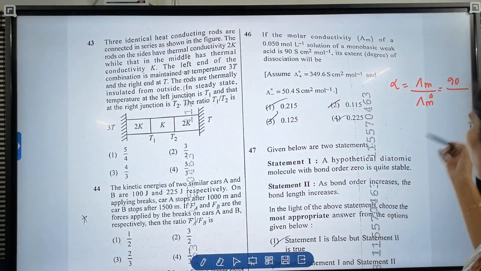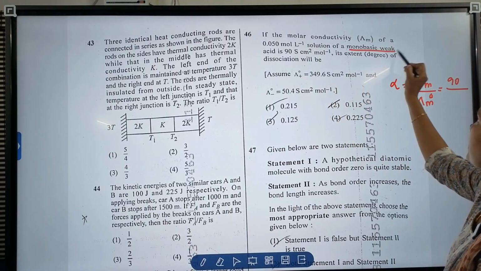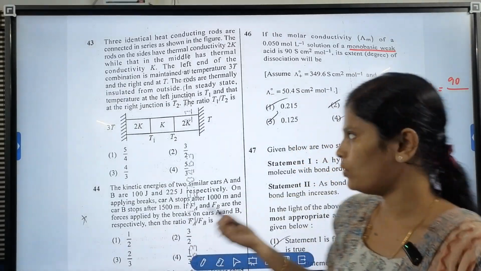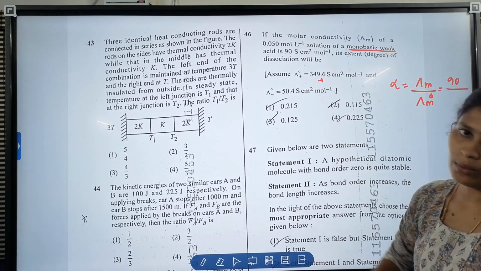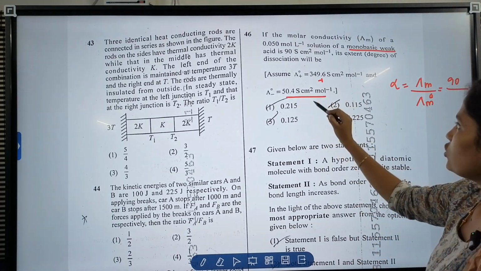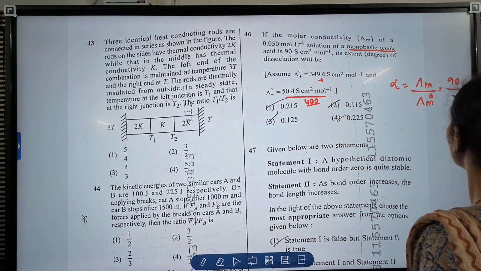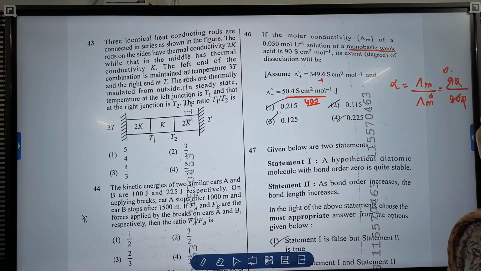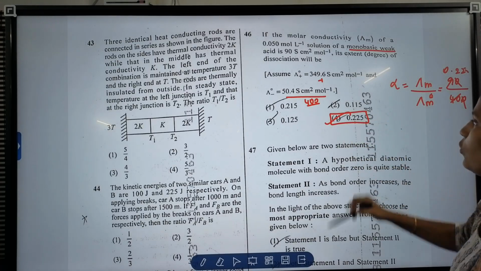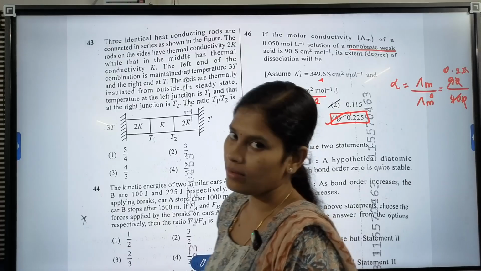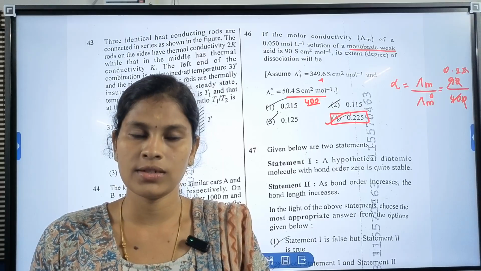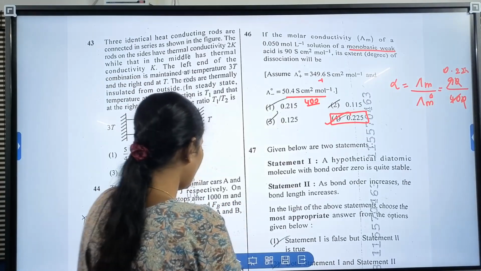What is lambda m naught? Here it's a weak monobasic acid they have given, so we can take it as AB type, right? One cation, one anion, so we have to add the individual limiting molar conductivities. When we add these two, we are getting 400. When we divide it with such factor, it is 0.225. So we can go with option number 4. You should be very careful: if you find 0.2, you should not go to options like A or D. The next digit also we have to work out. Right, so the next question now.